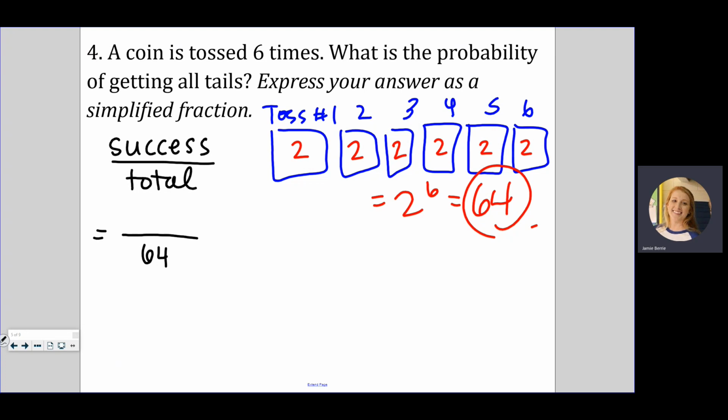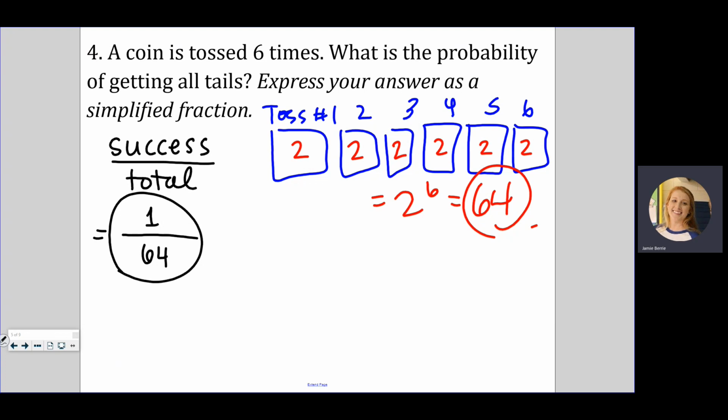Now, there's only one way you can get all tails. There's no separate way to get all tails. So there's only one way to get a success. So that's your answer, 1 over 64. Now, if they had said, what's the probability of getting 2 heads, that's a lot more involved. You would have to write out all 64 possibilities and then pick out how many had 2 heads. But this one is unique. There's only one way of getting all tails. Same with all heads. And then, of course, this is in simplest form because our numerator is 1.